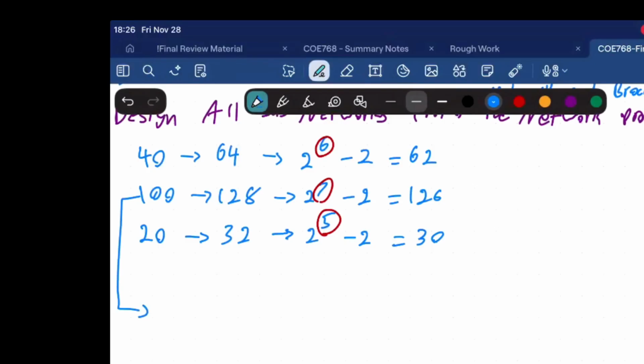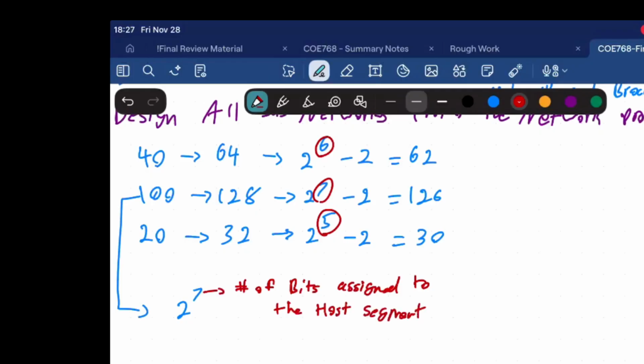Here the total number of bits that we would be assigning is this exponent that we have. So we have this 2 to the power of 7. That's the number of addresses that we want to put in this subnet that we're creating. And for those for whom this might be new, the 7 at the top is actually designated to the number of bits assigned to the host segment of the IP address that we're making.